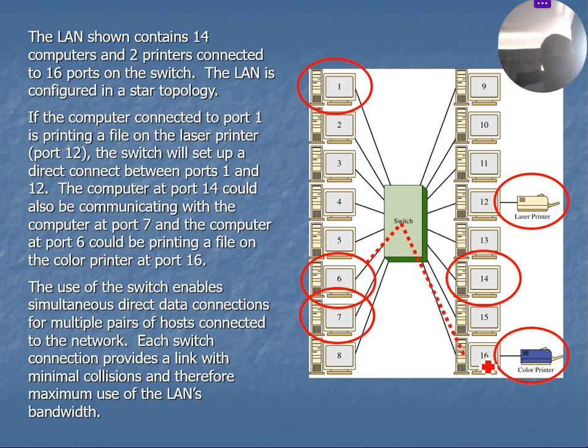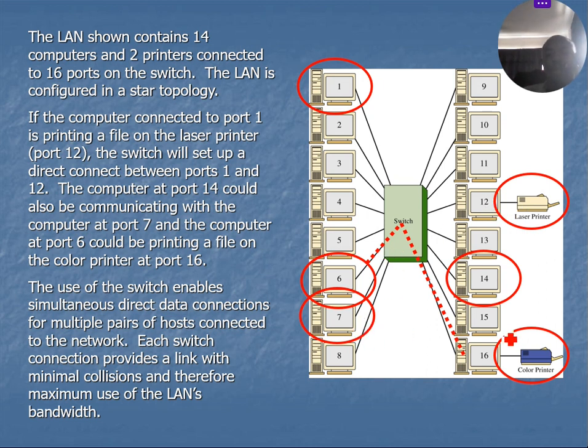That's why congestion is reduced when we use a switch in local area network technology. Is that okay? Now the use of a switch enables simultaneous direct data connections for multiple pairs of hosts connected to the network. We've seen that the computer connected to port 1 has established a connection with the laser printer at port 12.